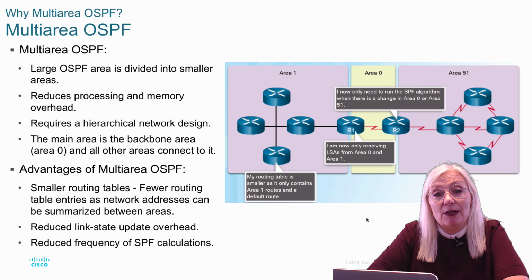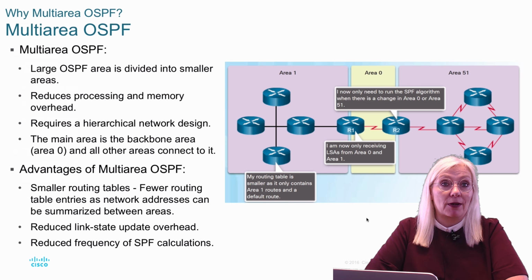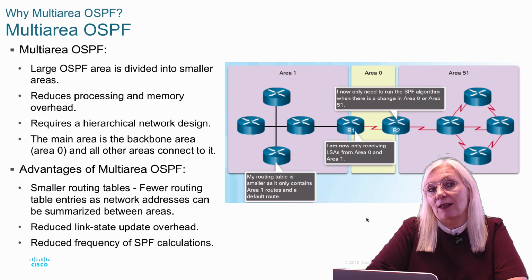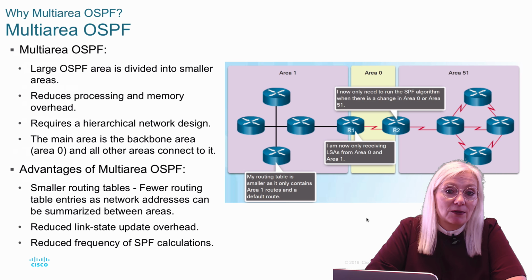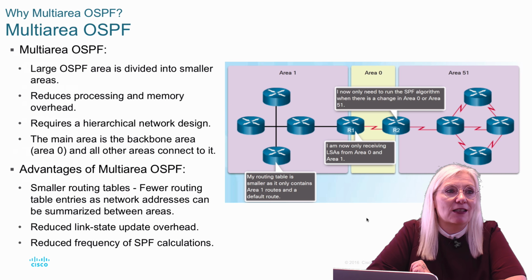Typically we are using area 0, but area 0 is actually a specific one. This is our backbone area. So all our other areas need to be connected to area 0. In this example, area 0 is the backbone, area 1 is just a normal area, and area 51 is another one. So the number is irrelevant, but it's only area 0 that is specific.